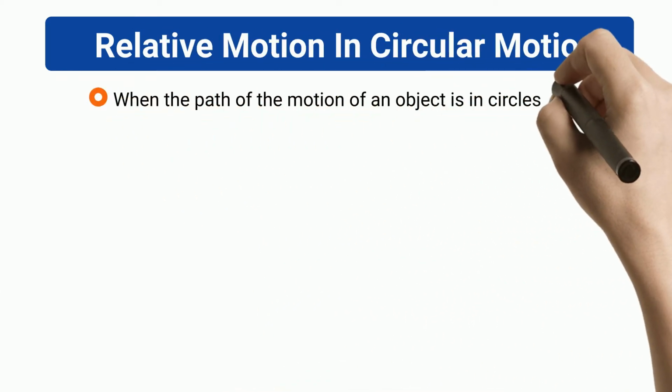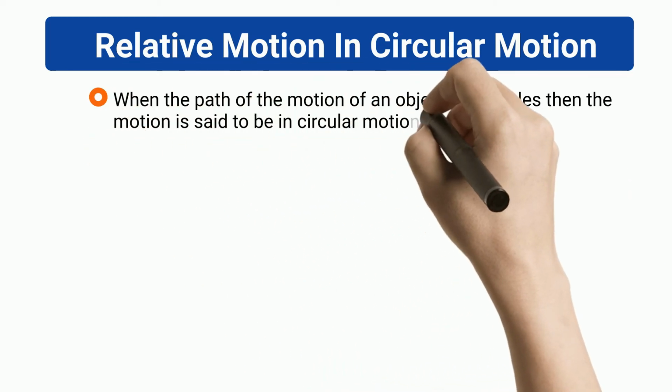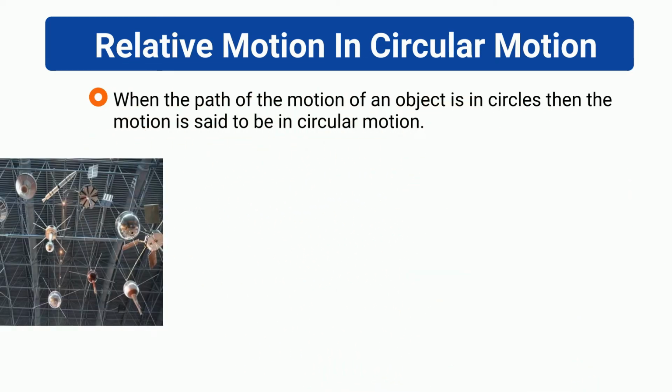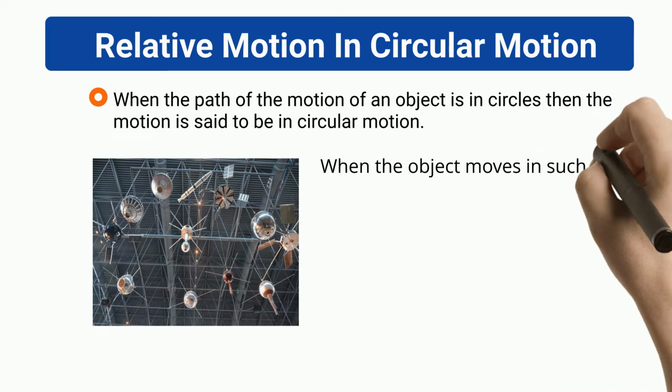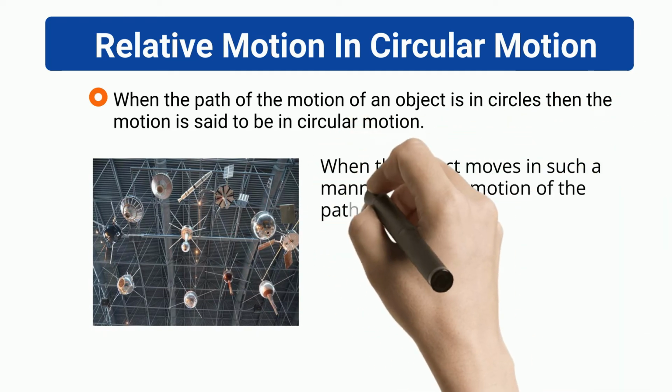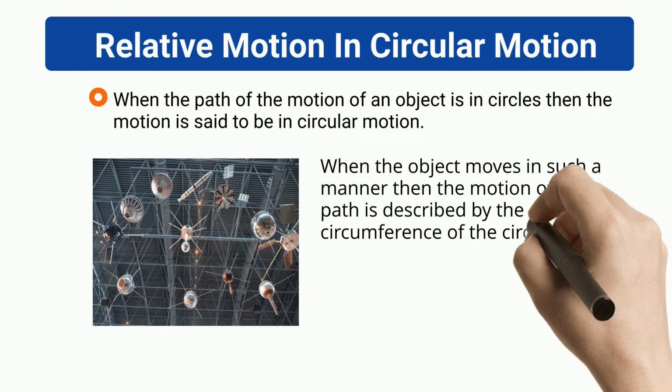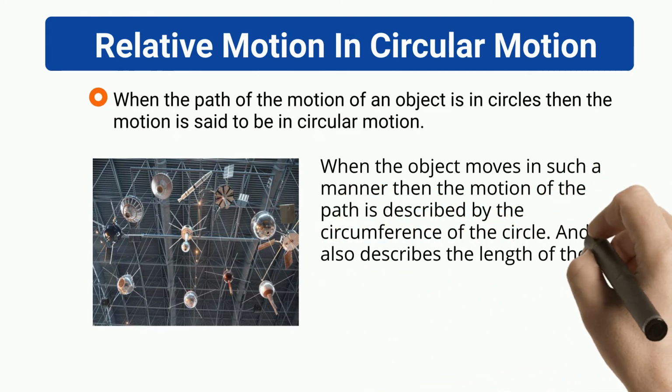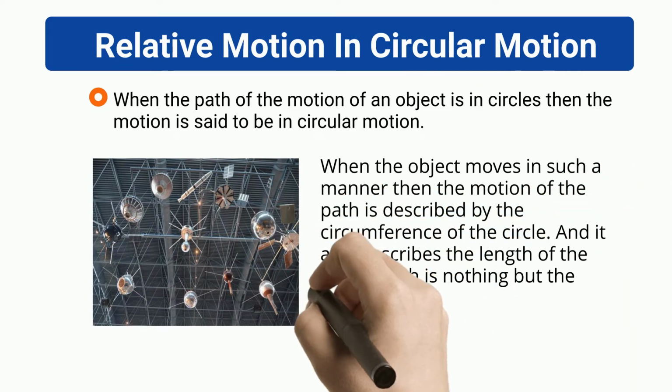Relative motion in circular motion. When the path of the motion of an object is in circles, then the motion is said to be circular motion. When the object moves in such a manner, the path of the motion is described by the circumference of the circle, which is also the length of the circle.